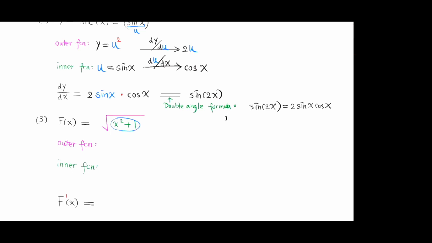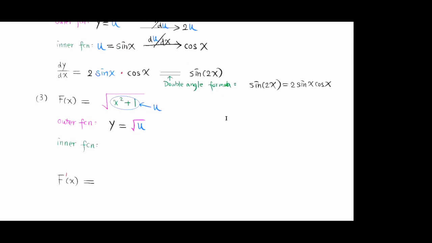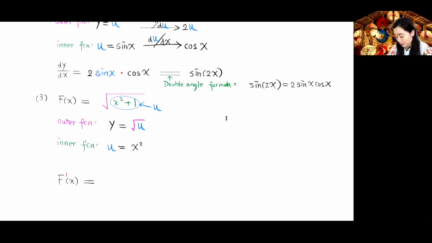X squared plus 1. Yes, you got it. So it is x squared plus 1, okay? So the outer function is the square root function, so square root of u. The inner function is x squared plus 1. So by the chain rule, we're going to differentiate y with respect to u, and then later on, we're going to multiply that with the derivative of this inner function with respect to x.